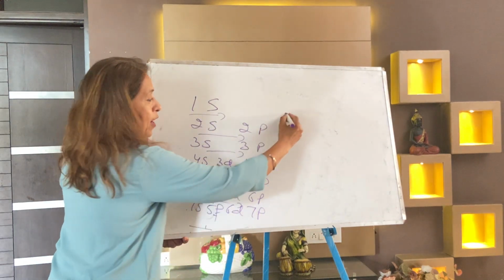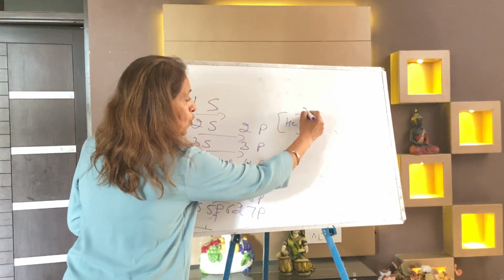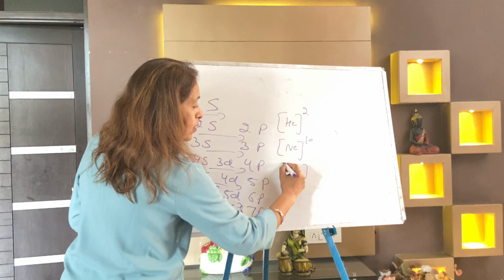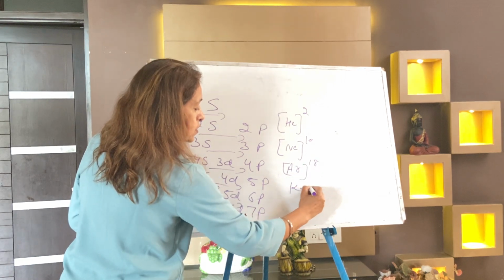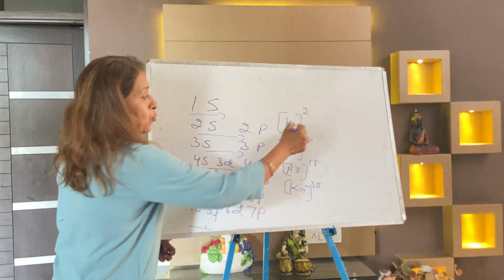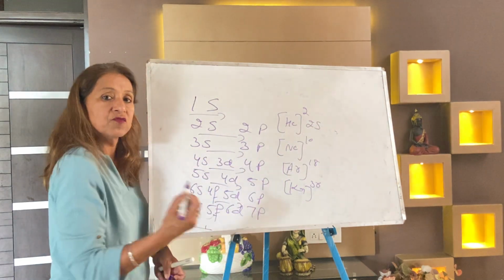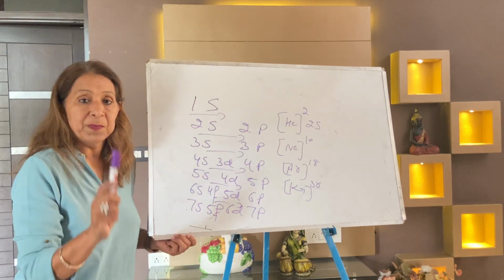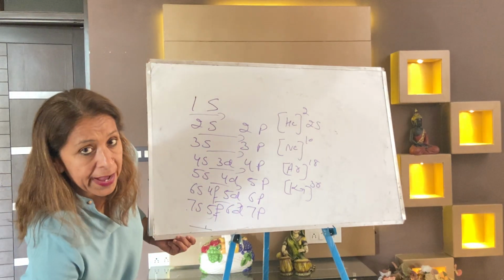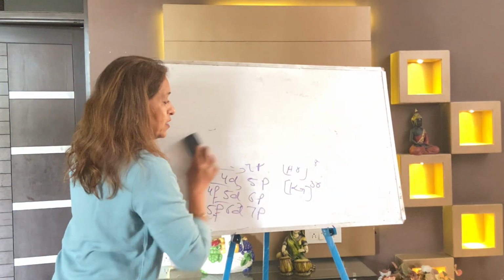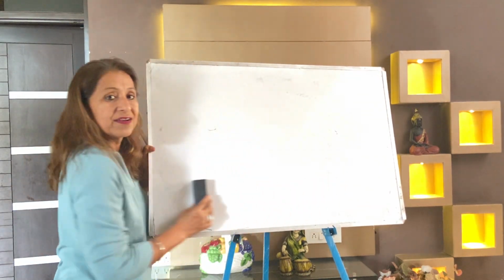And follow the noble gases: helium 2, neon 10, argon 18, krypton 36, xenon 54, and radon 86, then 2s, 3s, 4s, 5s, and so on. This is also called the n plus l rule. Greater the n plus l, greater the energy. If n plus l is the same, then greater the n, greater the energy.